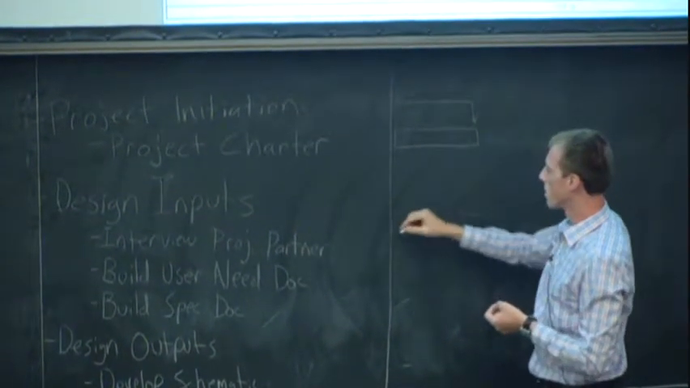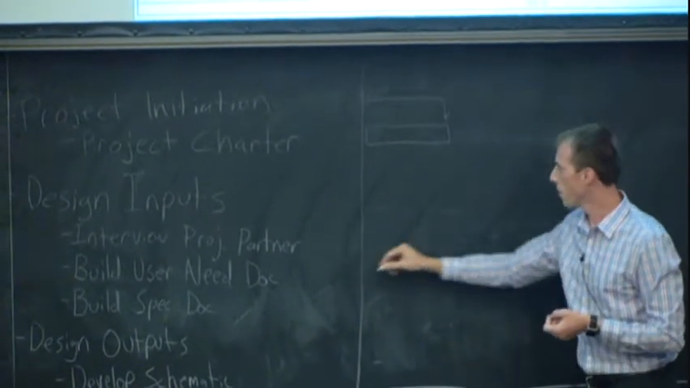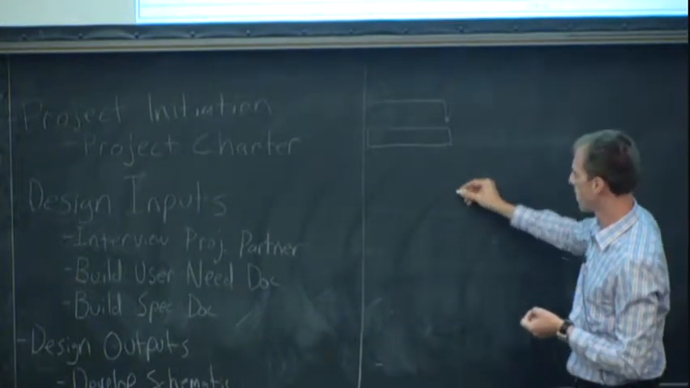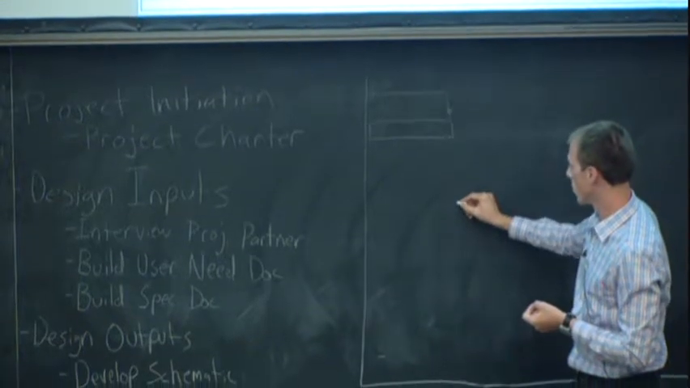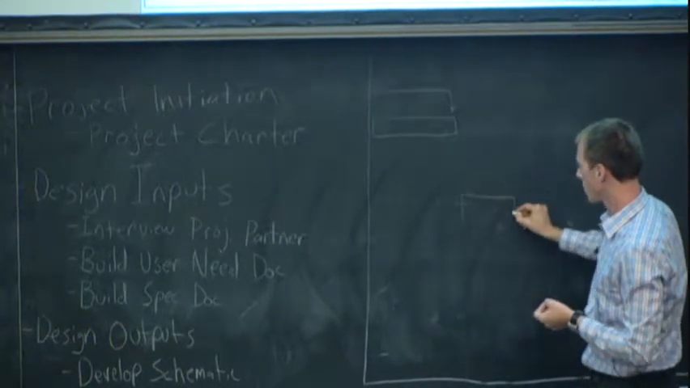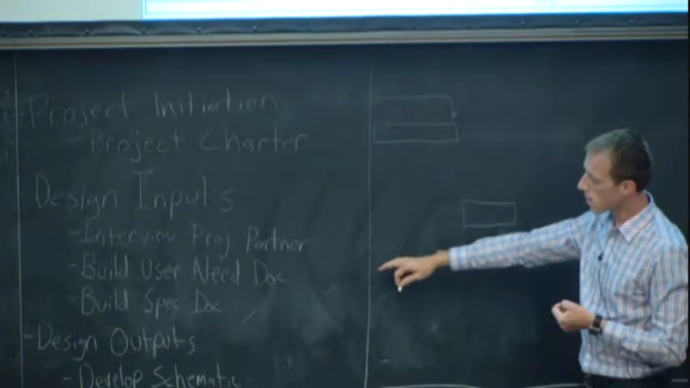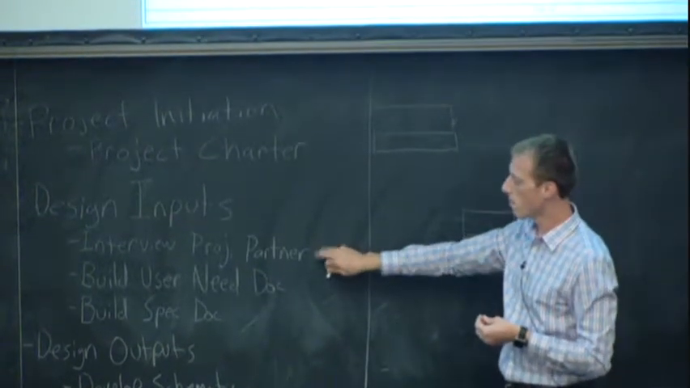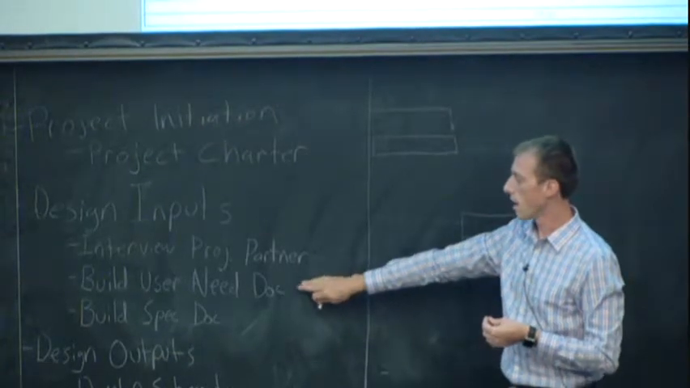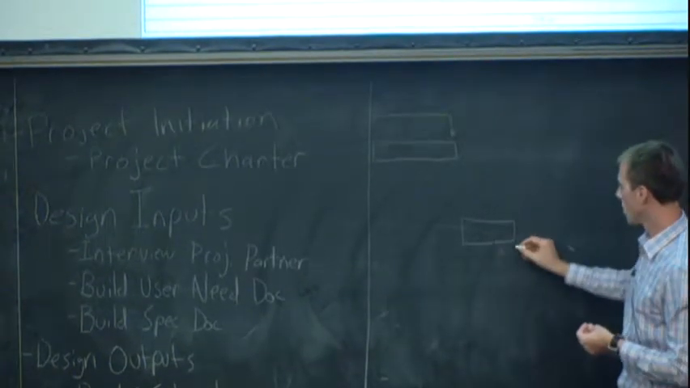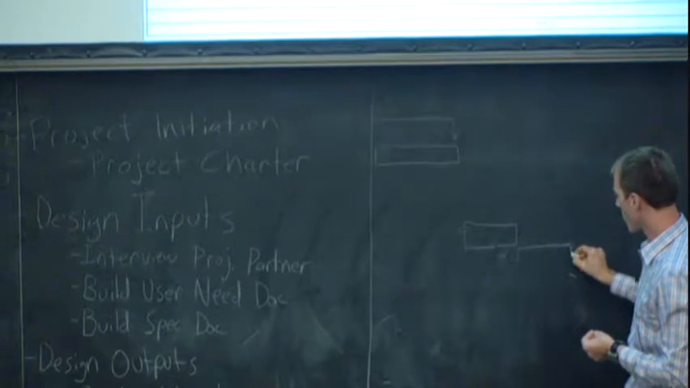Now I'm going to go into my design input phase. I'm going to interview my project partner, and I don't want to start that until I've got my project charter done so I know who my project partner is. I'm going to say that's going to take this long. And then I'm going to build user need doc. So after I've met with them, I'm going to talk about what are my user needs. And I can't start that until this is done. So I'm going to build a box here for that.